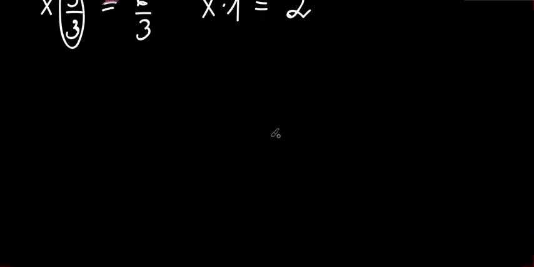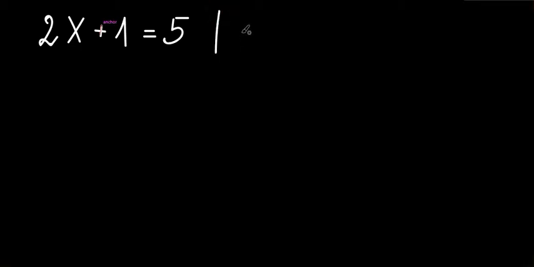Okay, let's move to another example. Let's say we have 2x plus 1 and that is equal to 5. We can not only divide both sides or multiply both sides, but we also can subtract and add some number to both sides. So let's subtract 1 from both sides of the equation.